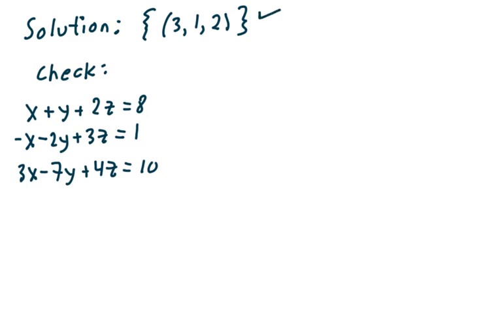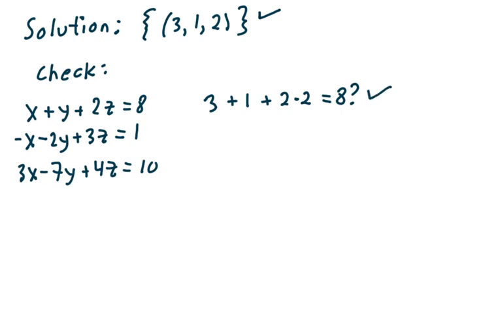Now it doesn't hurt to check. So this is what my system looks like. x plus y plus 2z equals 8. Negative x minus 3y plus 3z equals 1. And 3x minus 7y plus 4z equals 10. So if I replace x with 3, y with 1, and z with 2, on the left side of the first equation I get 3 plus 1 plus 2 times 2, and on the right side, I get 8.